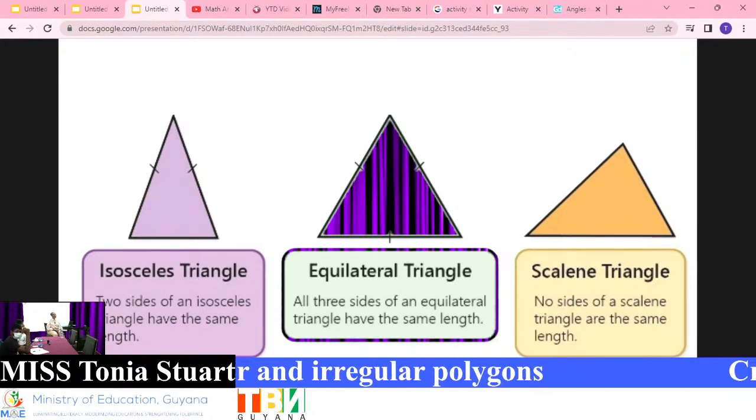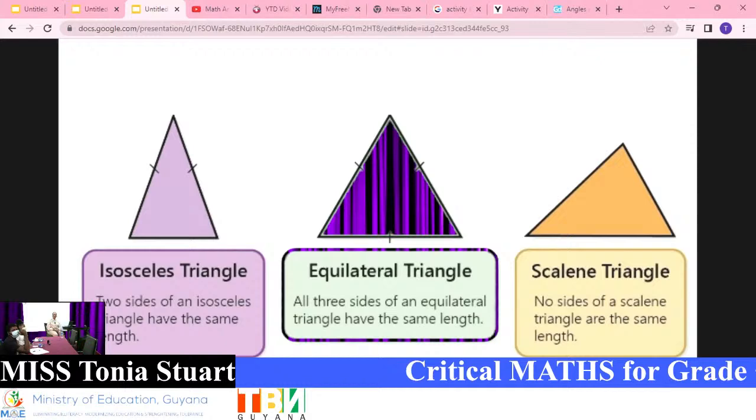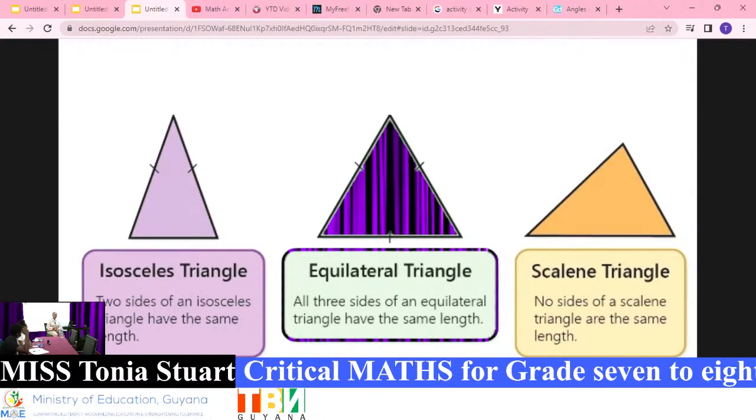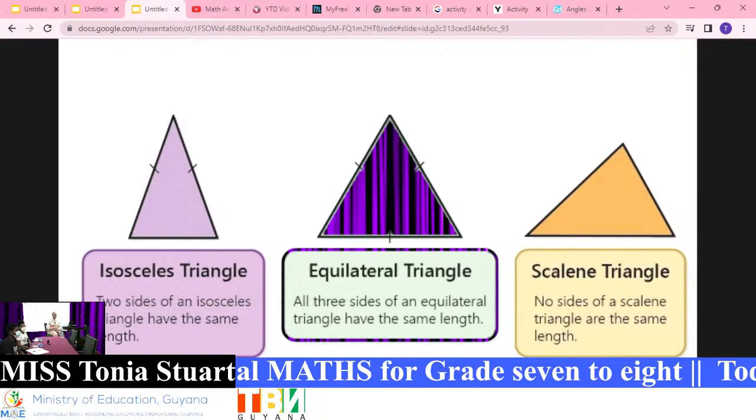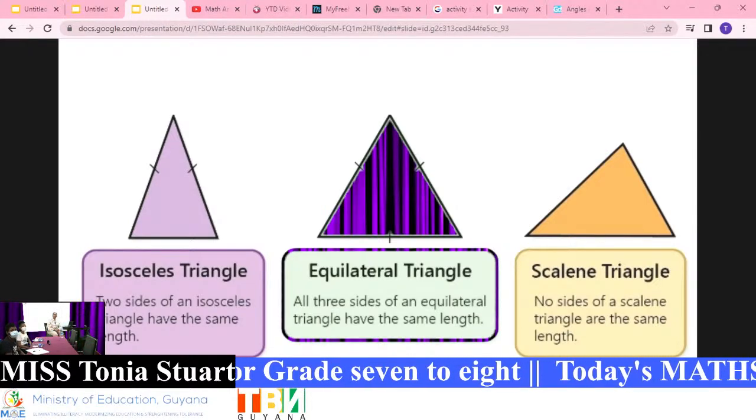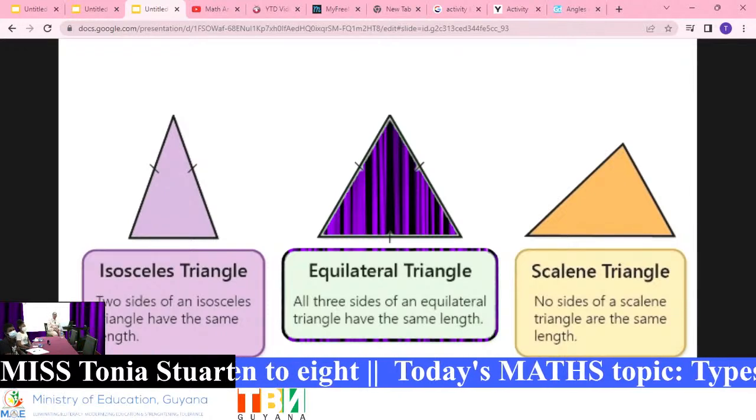And the Scalene triangle, no sides are equal. So what could we say about the angle? For Scalene Triangle, none of the sides will be equal. What about the angles? Would any angles be equal? No. None of the angles are equal.